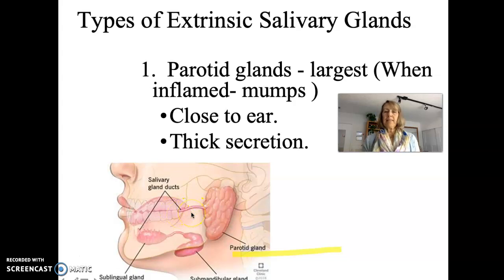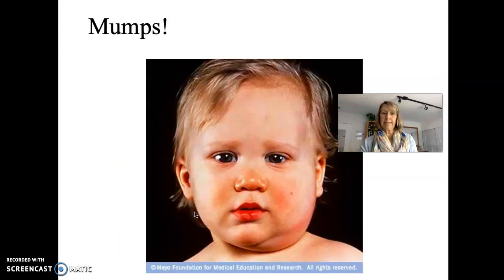And these are the ones, when inflamed, that create the mumps that you're probably all vaccinated against and didn't have. I wasn't vaccinated because they didn't have a vaccine way back 200 years ago, and I remember getting the mumps. And so it's the inflammation of that parotid gland. You just look a little swollen like this kid here. So this side here is that inflamed parotid gland.